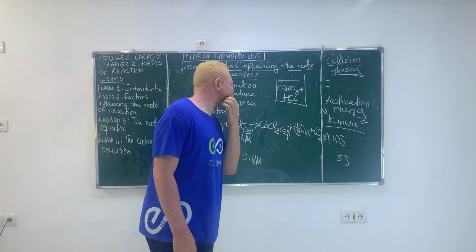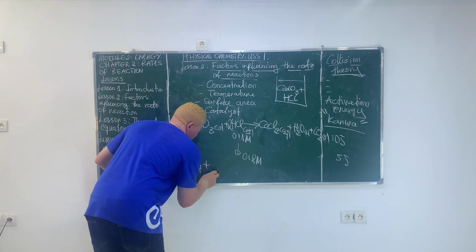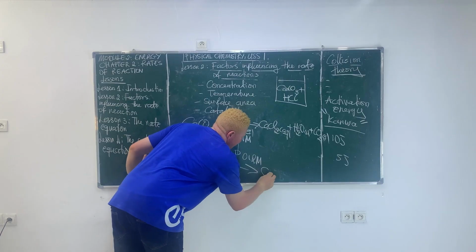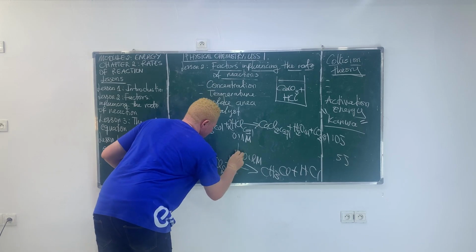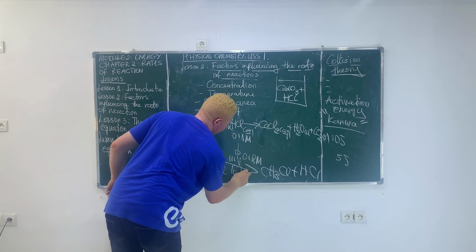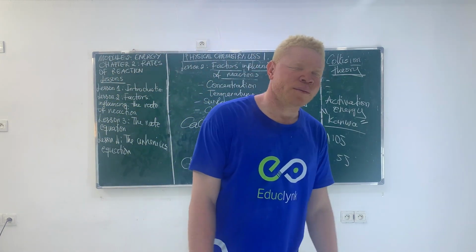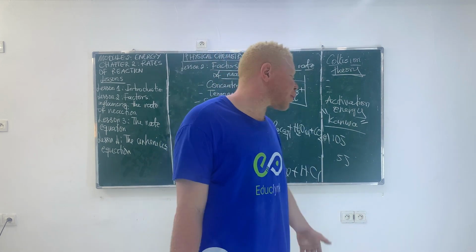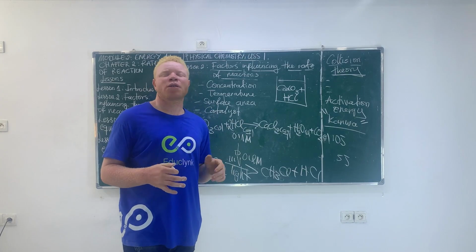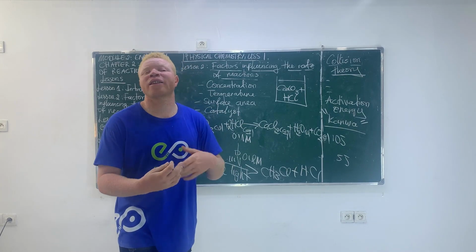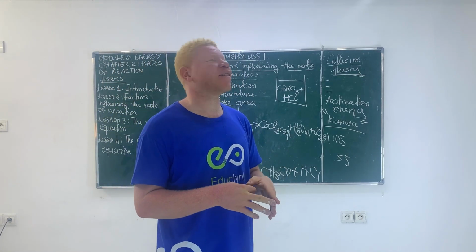So let's talk about the catalyst. Let's consider the reaction of CH4 plus Cl2 giving CH3Cl plus HCl, with UV light. UV light here plays the role of the catalyst. So what does that mean? It doesn't mean that in the absence of UV light, the reaction will not occur. The reaction will occur, but very slowly. So to increase the speed at which the reaction will go, we usually use sunlight as a catalyst.